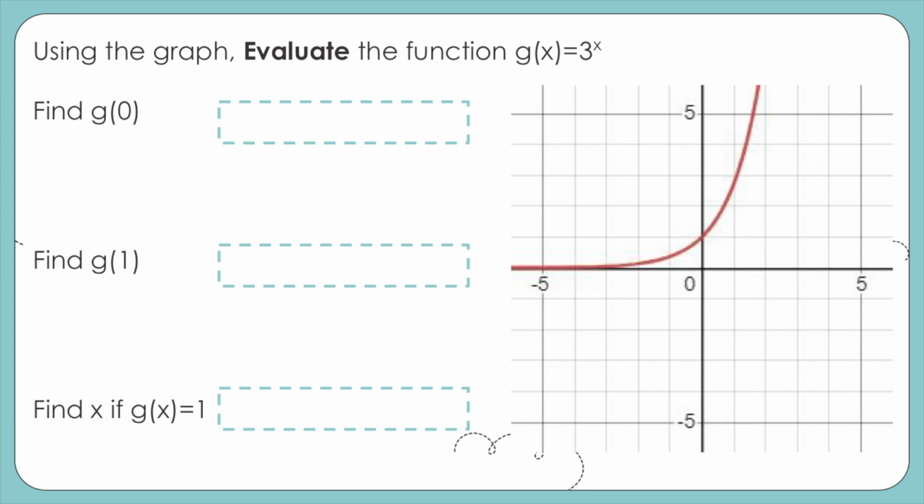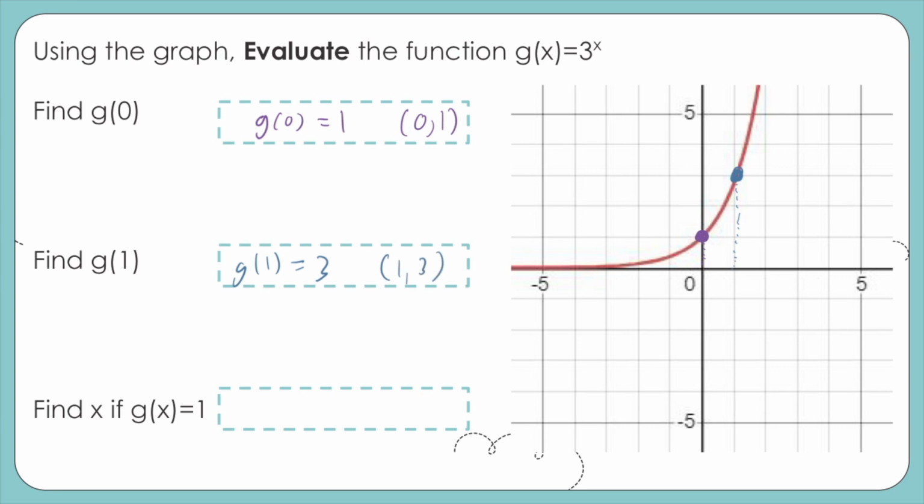Looking at my graph for the input of x, I'm going to go up until it hits my curve, which it does there at 1. So I know that g of 0 is going to be equal to 1, or I can write that as the point (0, 1). Now if I'm looking for g of 1, again, I'm going to go over to the 1 and go up until I hit my curve, which I do at 3. So then I know g of 1 is equal to 3, and I can write that as the point (1, 3).